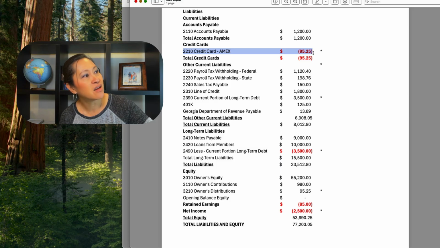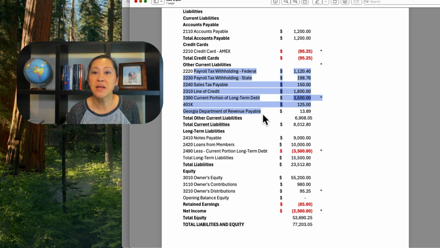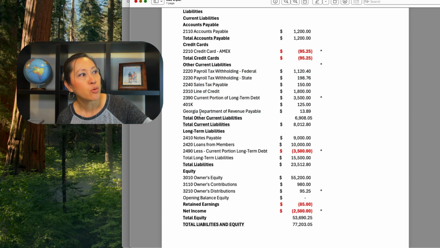Next, I notice there's no wages payable. That's something I'd ask the client about. If the company runs payroll, there should always be accrued wages payable. If it's always cleared by period end, this might be fine. Okay. Our current portion and less current portion match, which is good.